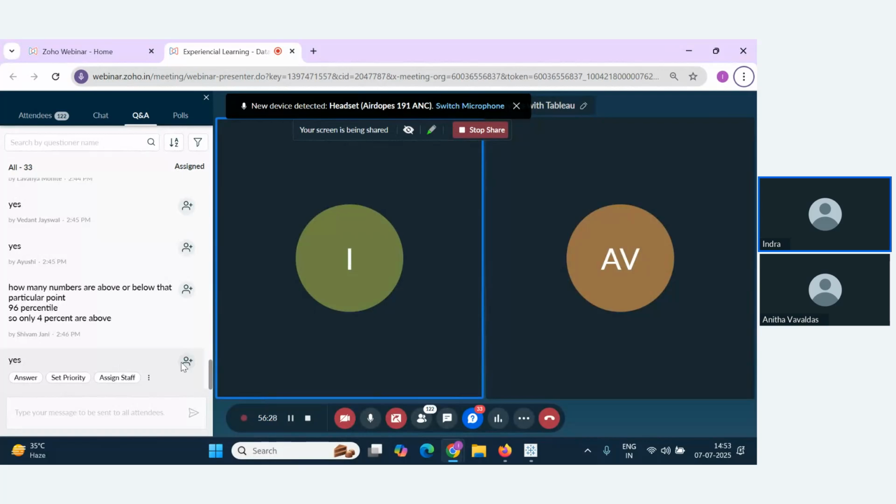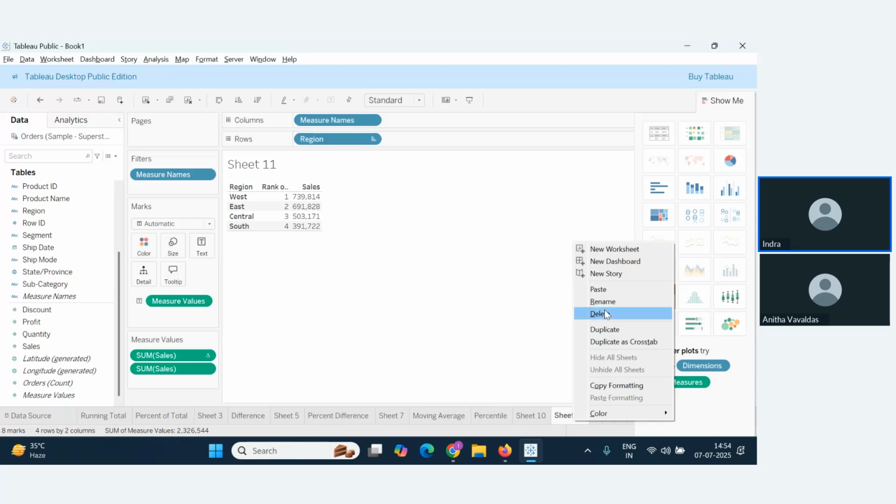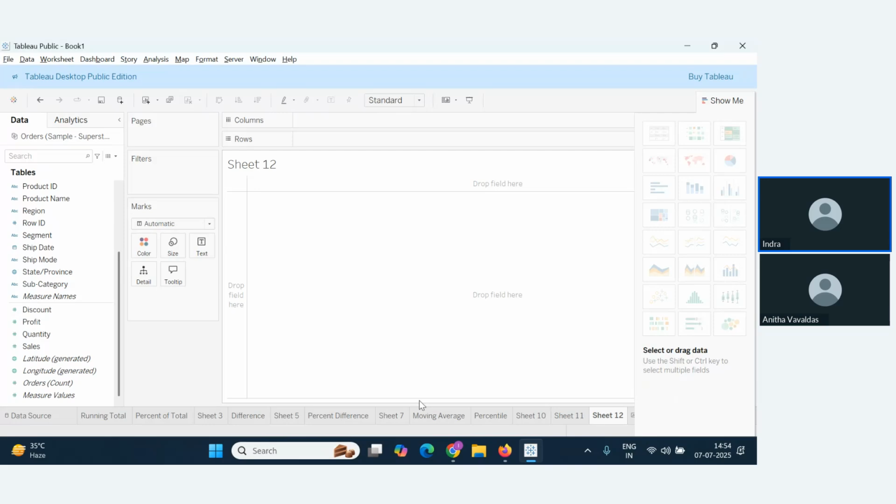These are the four region sales with the rank. West region rank 1 with maximum sales, then East region rank 2 with second highest sales, and the Central region rank 3 with the third highest sales. Okay, we rename this. Let me do one more time, then we'll see a visual sample now.